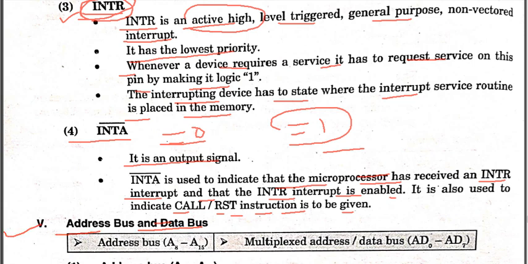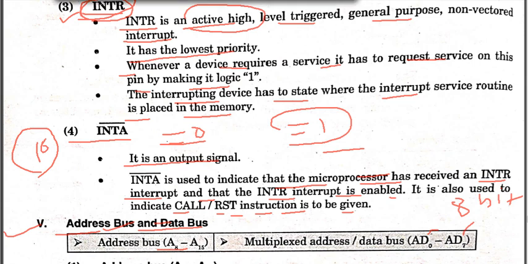Next category is the address bus and the data bus. So we already know that the data bus is 8-bit in the microprocessor 8085, that is from D0 to D7 are the bit positions for the data bus, and the second one is the address bus. We know that the address bus of 8085 is 16-bit, which means it will be from A0 to A15.